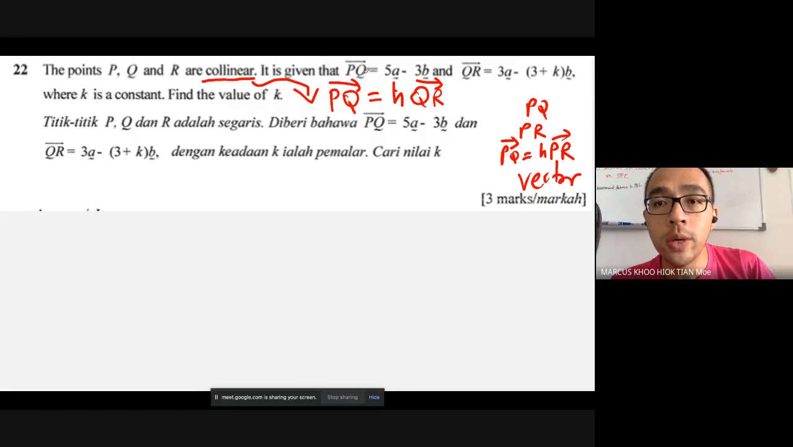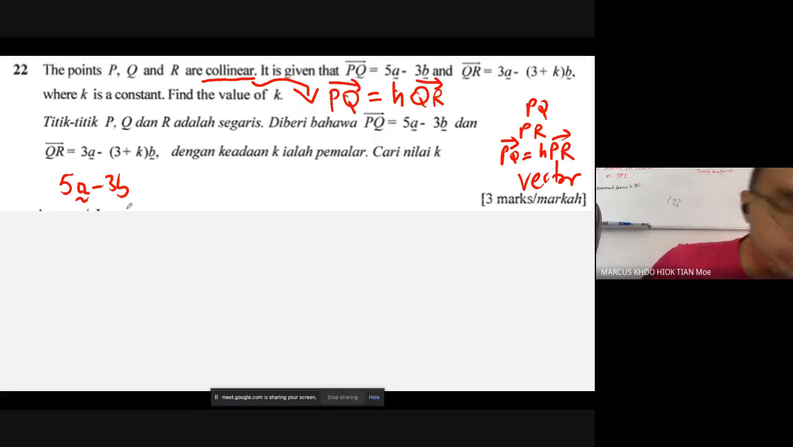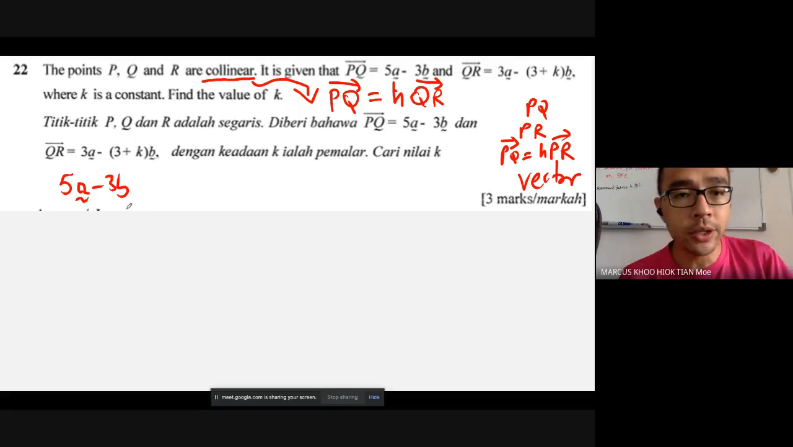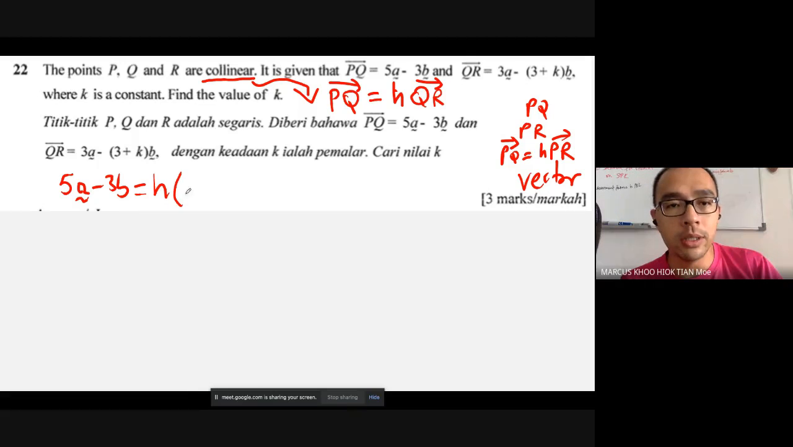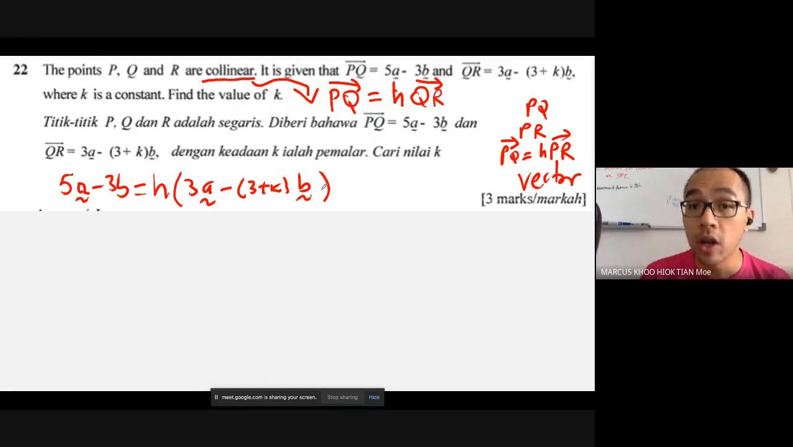Since they give you PQ and QR, we use this. So PQ equals to hQR. Suddenly there are many letters, right? It's okay, we substitute first. So 5A minus 3B equals to hQR, which is 3A minus 3 plus kB. Seems very long and very complicated.